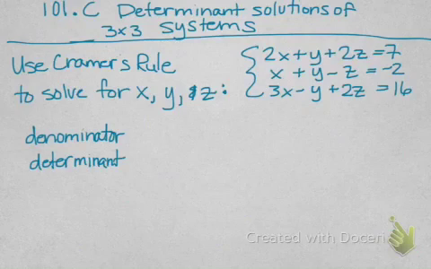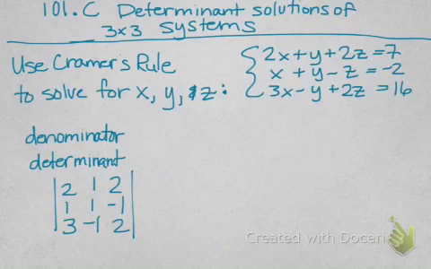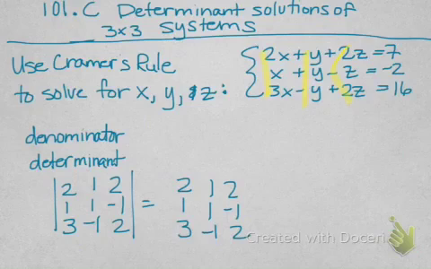Remember, the denominator in Cramer's rule is the coefficients of your whole system. So you have 2, 1, 3, and then 1, 1, -1, and then 2, -1, and 2. And then we'll line it up the way that we just spoke about. So you have your determinant, and then add those first 2 columns again at the end.